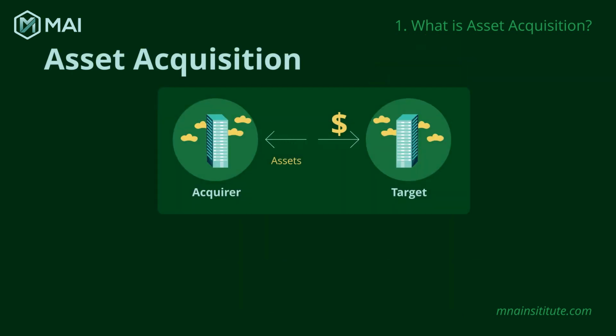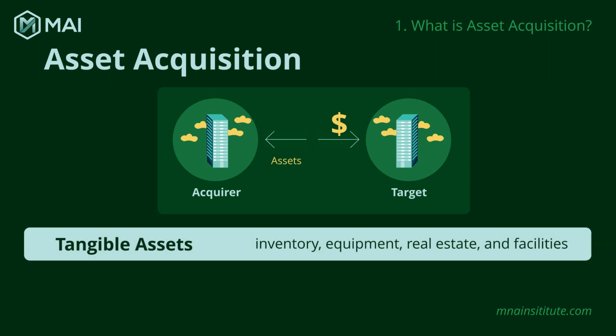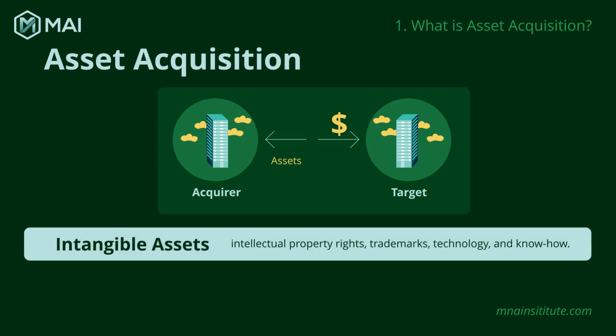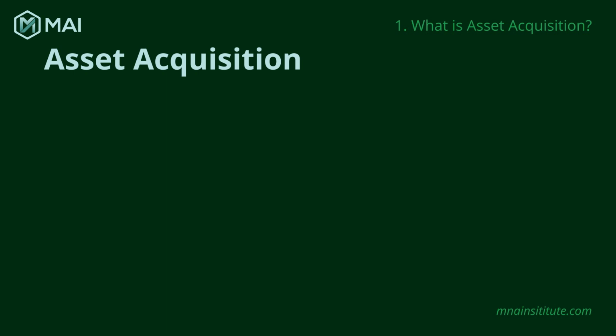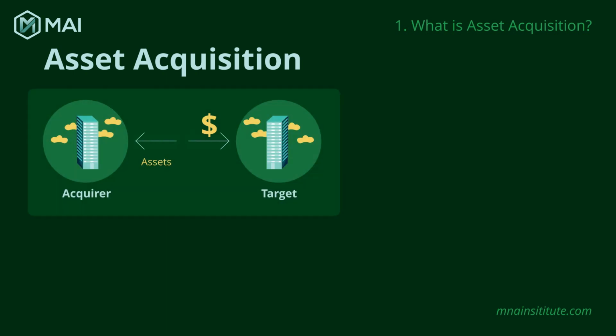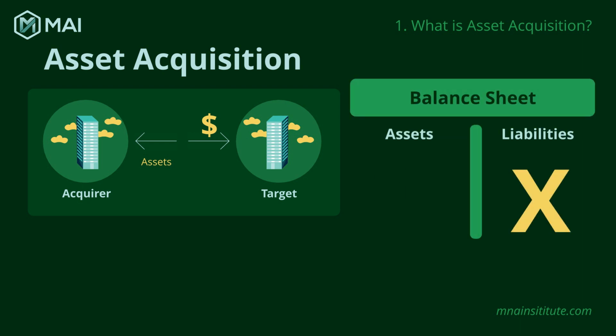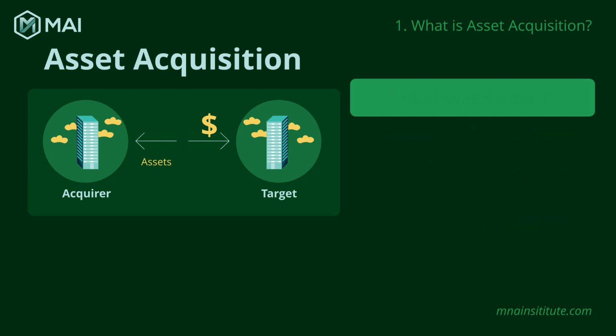In asset acquisitions, target assets may be diverse. They include tangible assets such as inventory, equipment, real estate, and facilities, or intangible assets such as intellectual property rights, trademarks, technology, and know-how. Its procedure is very similar to when a buyer purchases a specific asset from a supplier. Therefore, in the acquiring company's balance sheet, cash will decrease and acquired assets will increase. And in its income statement, the acquisition price of the asset will be depreciated or amortized over its useful life.